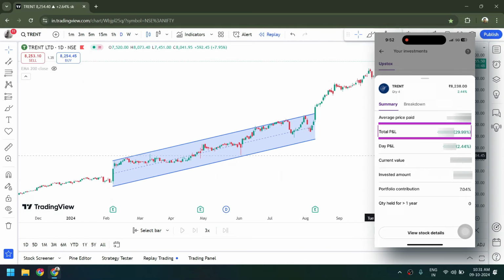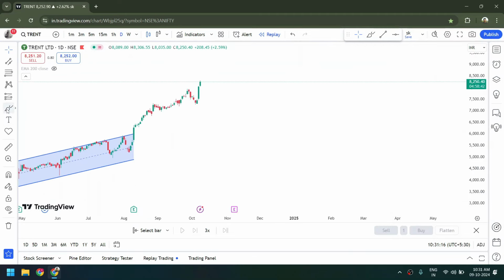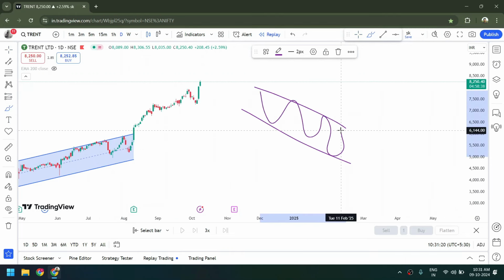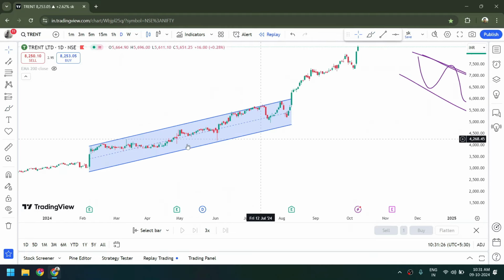This is the pure reason why I entered this trade, and that is because of the channel pattern. There are two types of channel pattern. One will be forming like this: the price will be falling down and then breaking out, and we will be taking the trade. This is called a falling channel, and this is called a rising channel.